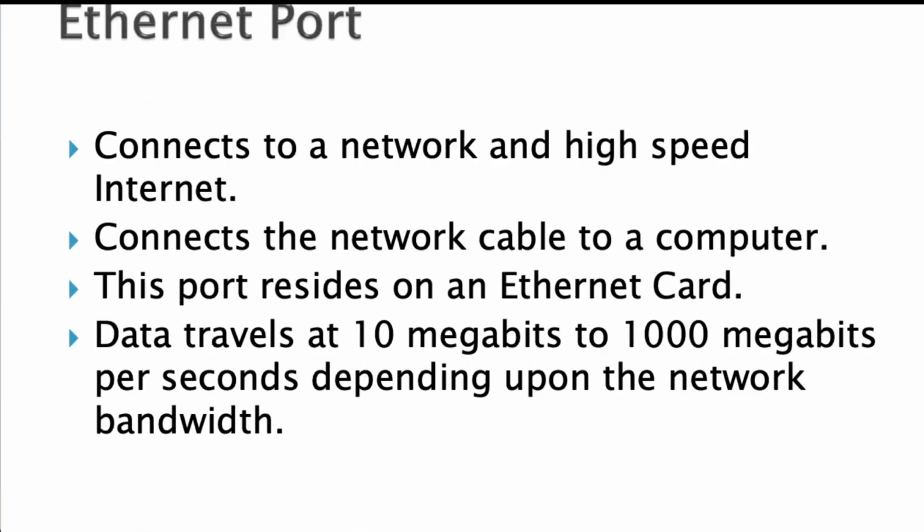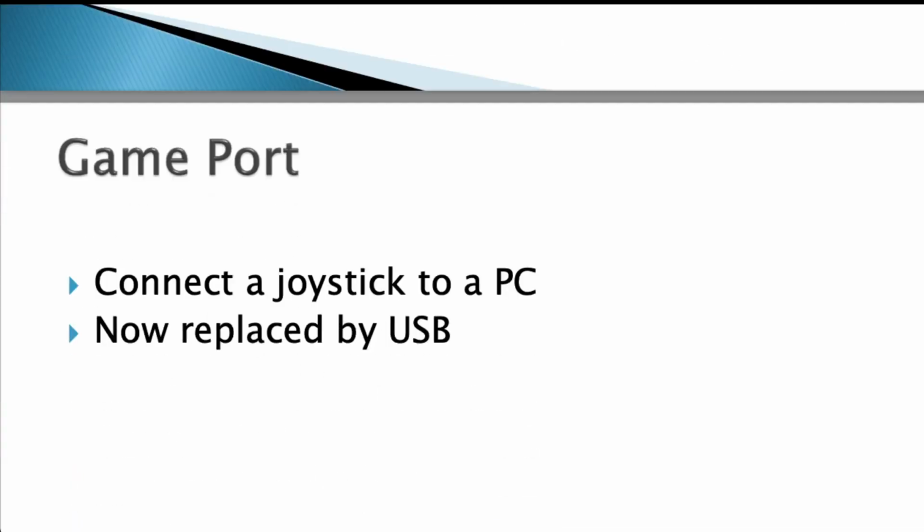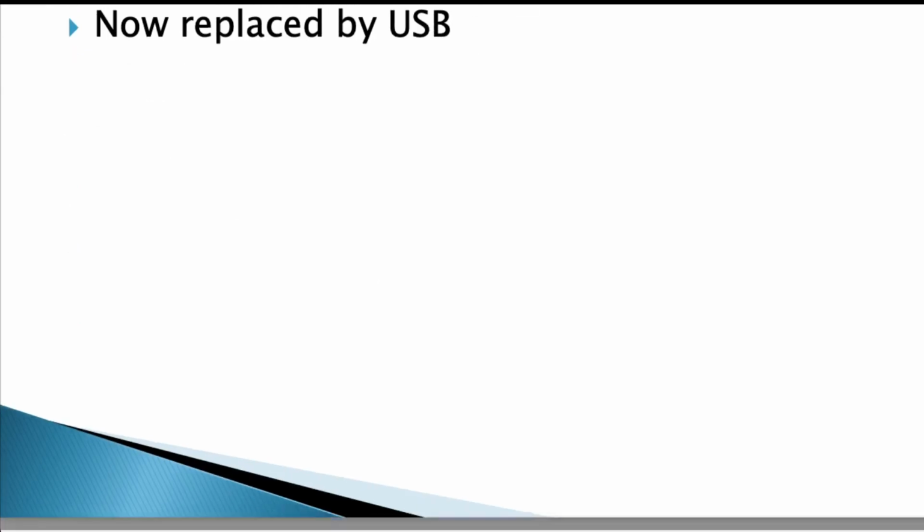Then you have Ethernet ports. They connect to a network and high-speed internet. You can connect the network cable to a computer, and this port basically resides on an Ethernet card. The rate at which data travels in this ranges from somewhere between 10 Mbps to 1000 Mbps, and this basically will depend on the network bandwidth. Then you have gaming ports, basically used to connect a joystick to a PC. Nowadays we don't have that, so it's all USB, Universal Serial Bus.